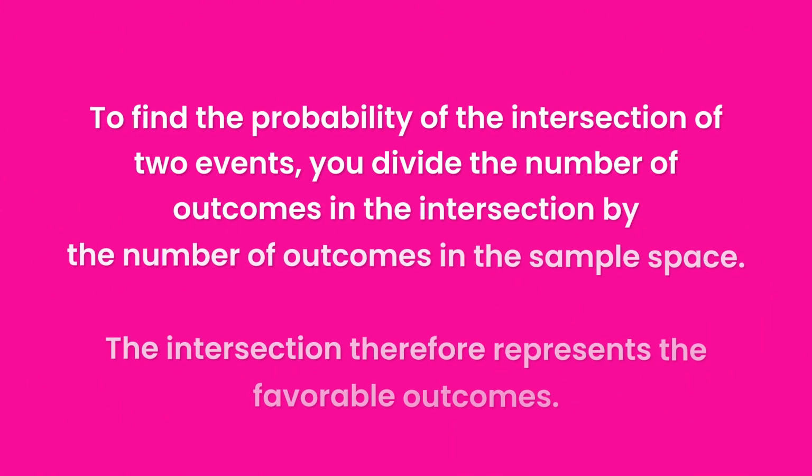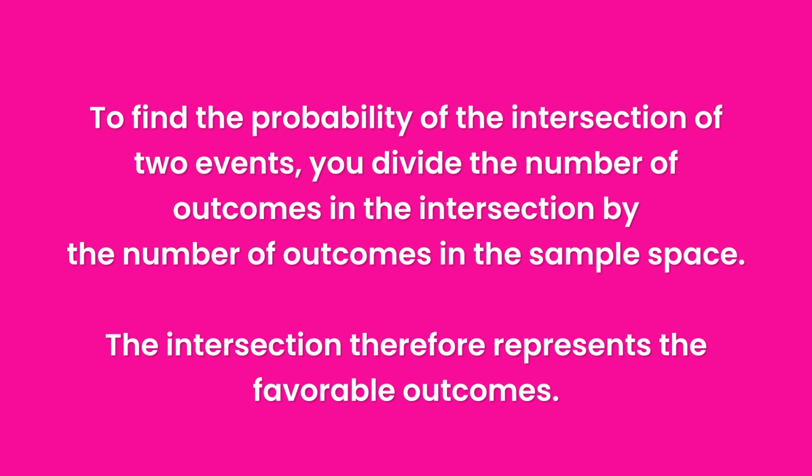To find the probability of the intersection of two events, you divide the number of outcomes in the intersection by the number of outcomes in the sample space. The intersection, therefore, represents the favorable outcomes.